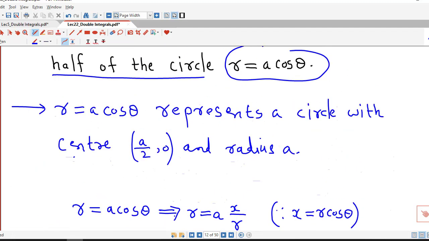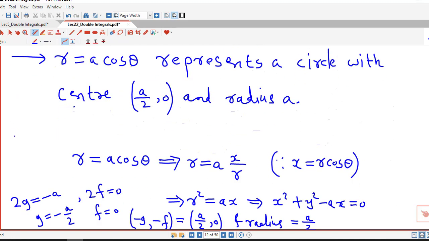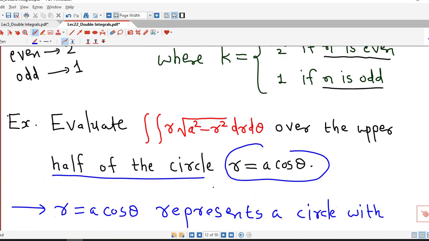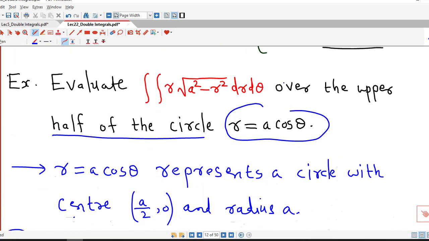So if you don't want to remember that standard polar form of the circle, you can convert your equation into Cartesian form in this way and you can decide the center and radius of the circle. Now first we sketch the region of integration. Here we have to integrate over the upper half of the circle. So first we sketch the circle with center (a by 2, 0) and radius a by 2.